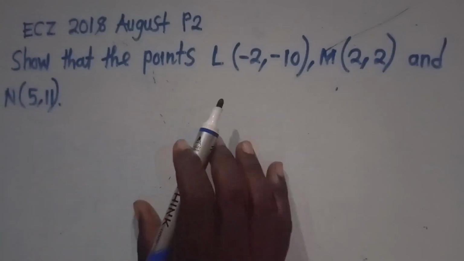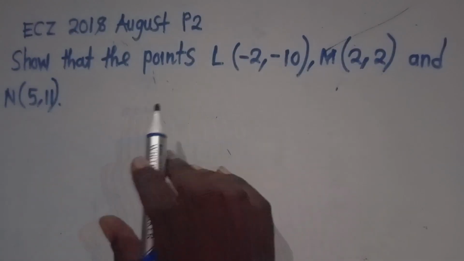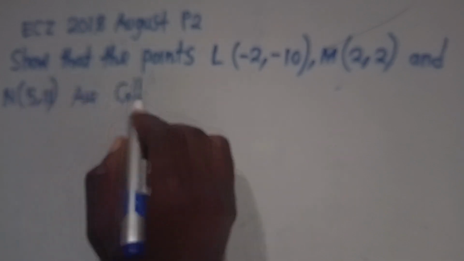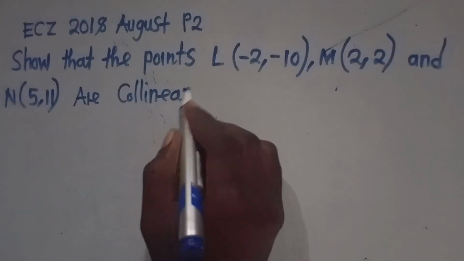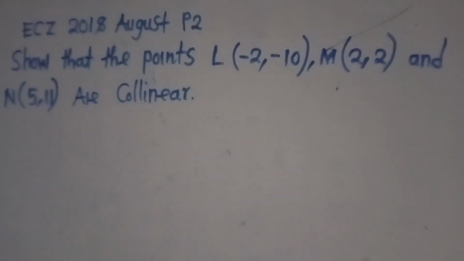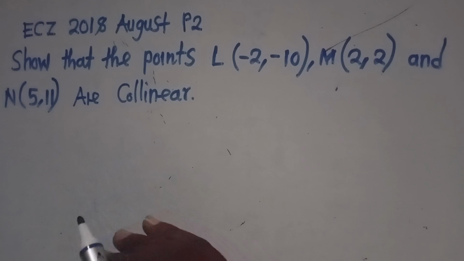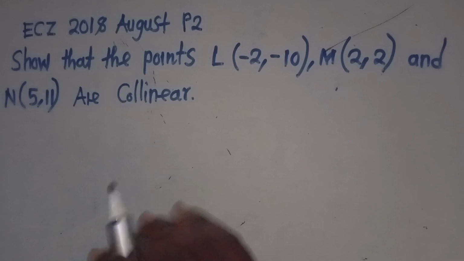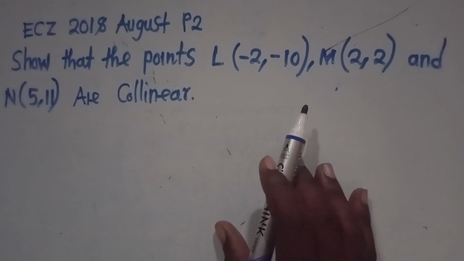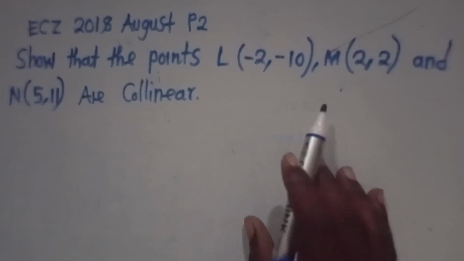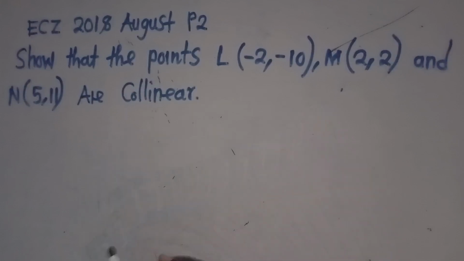So you get to show this in two ways. You are given this particular question. You want to show that these points, 1, 2, 3, are collinear. So they want you to prove that they all lie on the same line. So how do you get to show this? What are some of the ways that you follow if you want to answer that particular question?